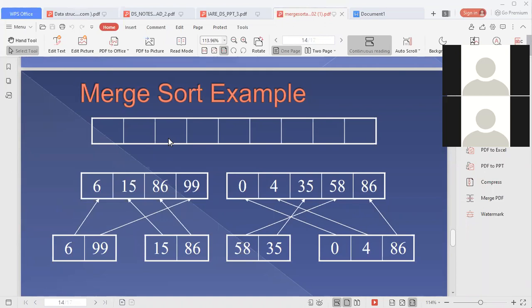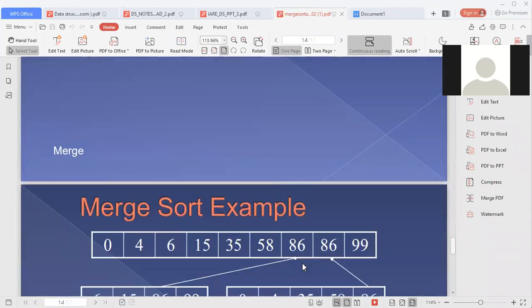Which element goes up now? 6, sir. 6 goes up. Does the I position change or not? Sir, I increments to I plus 1. Now the I value is 15 and the J value is 35. Which value goes up? 15 goes up, and I becomes I plus 1. I points to 86 and J points to 35, so again 35 goes up.